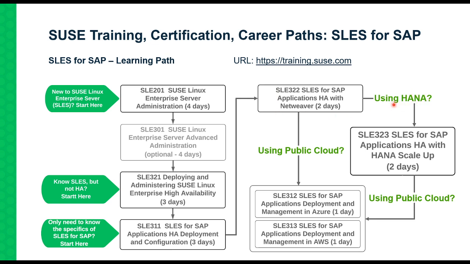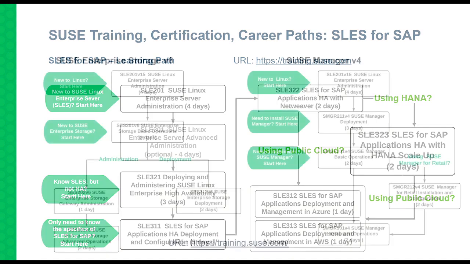And if you are using HANA, it's good to look at the SLE 323, which is the SLES for SAP Applications with HA. And then if you are using public cloud, either way, you will look at the SLE 312, SLES for SAP application deployment and management in Azure or in AWS. And all of these will build you quite a strong career in the SLES environment.